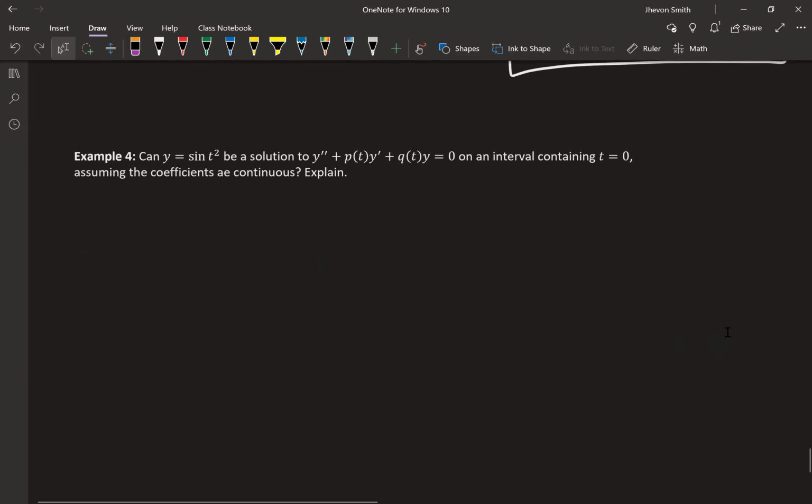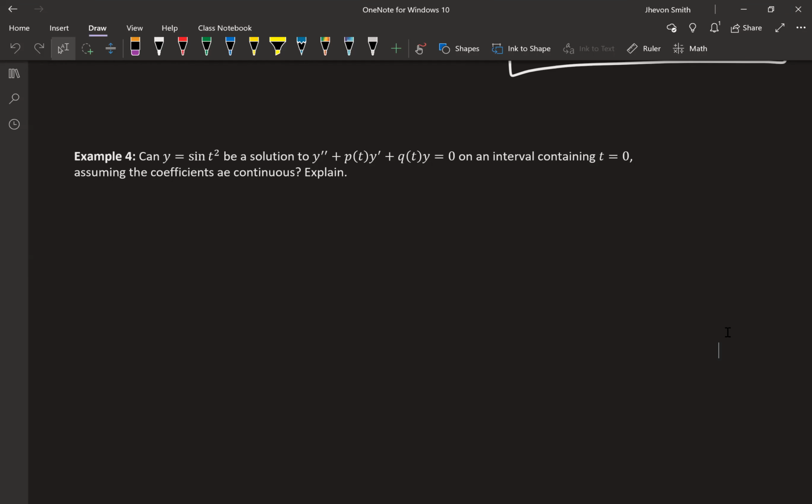Okay, suppose you have a function, y equals sine of t squared. Can that be a solution to a second order linear ODE on an interval containing 0? So someone has a second order linear ODE. They have an initial condition given when t equals 0. Now someone can try to guess what a solution is, and there's nothing wrong with that. We do that all the time.